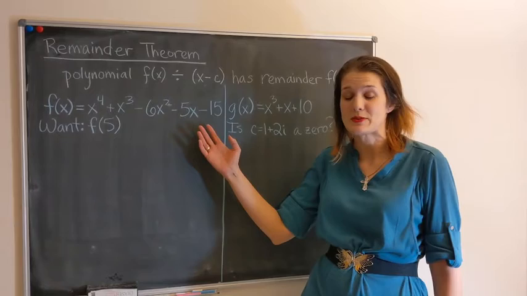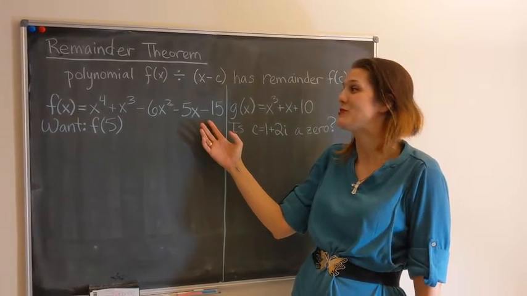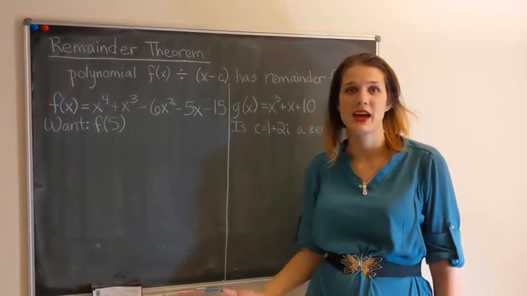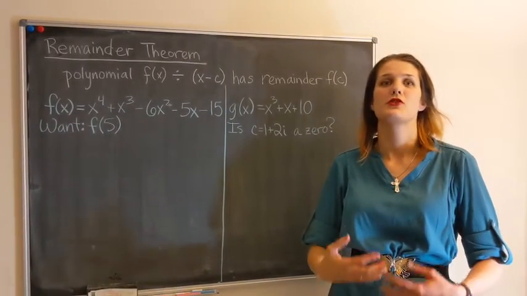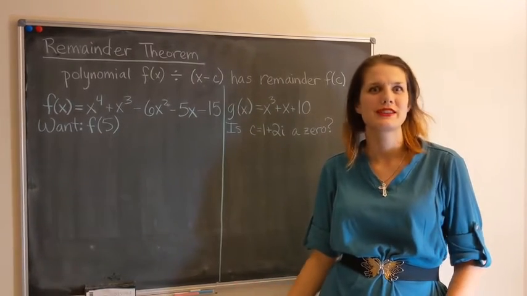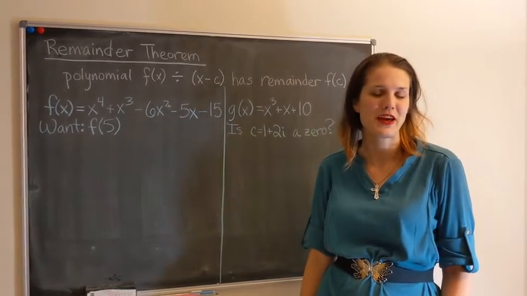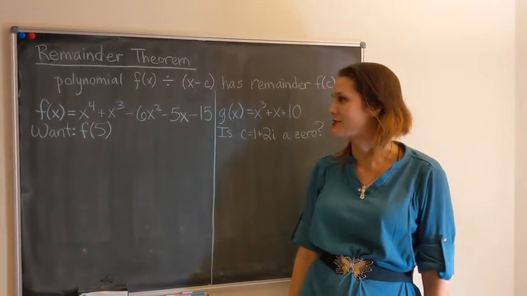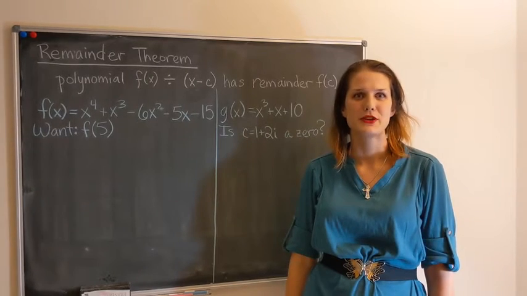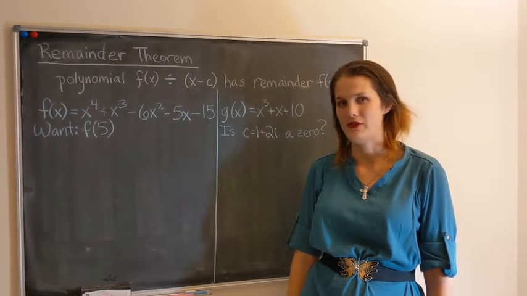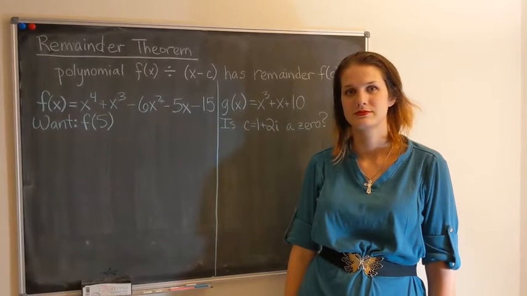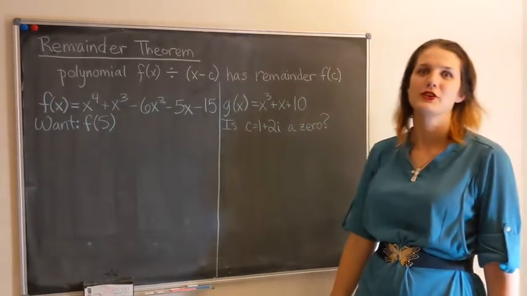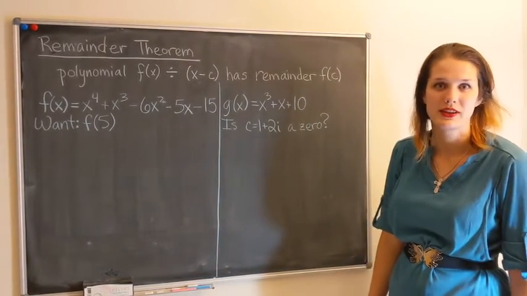First, we'll let f of x be x to the fourth plus x cubed minus 6x squared minus 5x minus 15. And we want to find f of 5. So first, take a moment, try this the old-fashioned way without using the Remainder Theorem. Put in 5 for each place that we see x. See what you get for f of 5. Now let's do that same calculation, but the new and improved way using the Remainder Theorem.